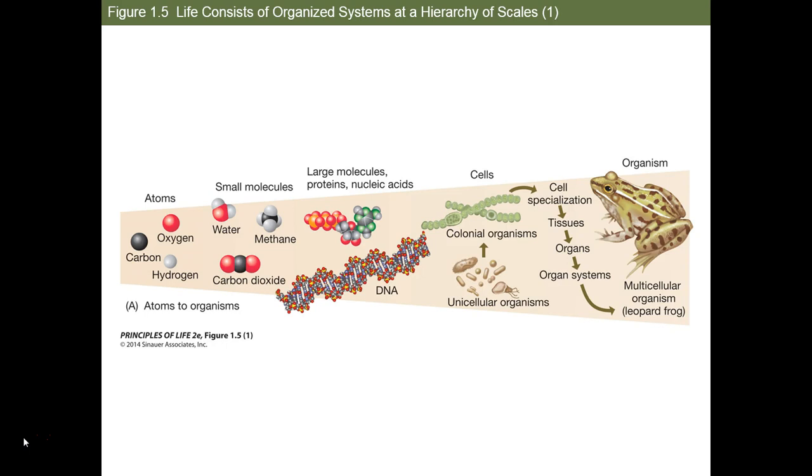Life is organized by the interactions of atoms making molecules, molecules making cells, cells making tissues, tissues making organs, organs making organ systems, and organ systems making an organism. As you can see from this diagram, there's a clear hierarchy of complexity within living organisms.